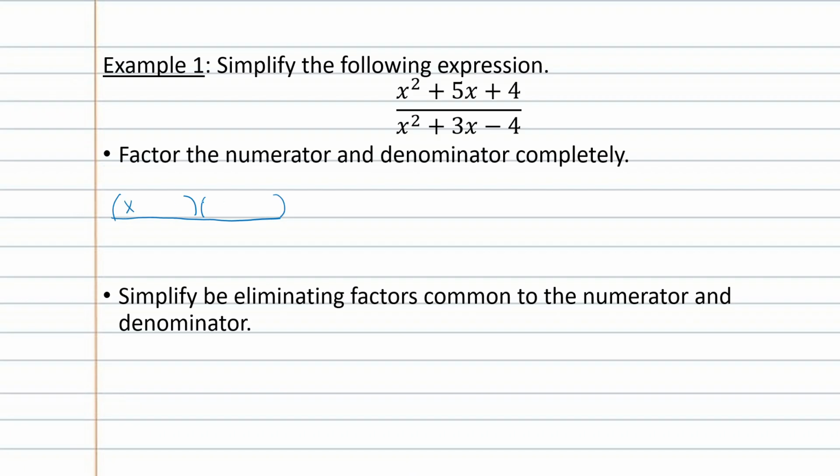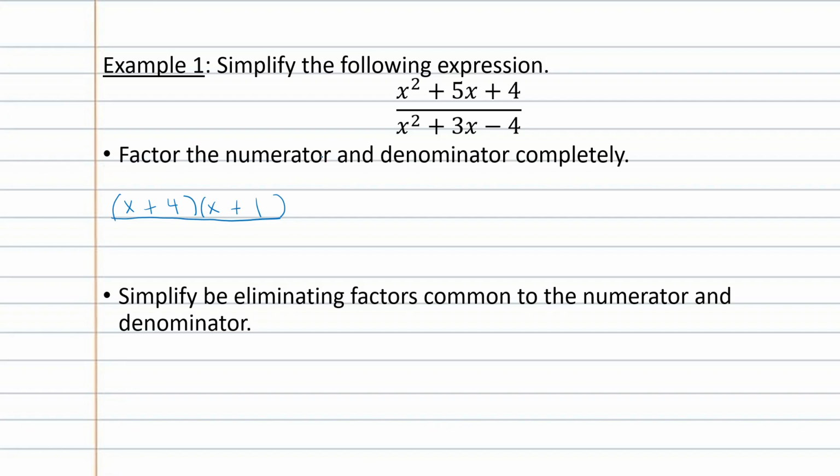We don't have a number in front of our x squared, so we should easily be able to factor both terms into an x and an x here. And looking at our last term, that 4, we need two things that multiply to 4 and add to 5. So two factors that multiply to 4 and add to 5. How about 4 and 1?